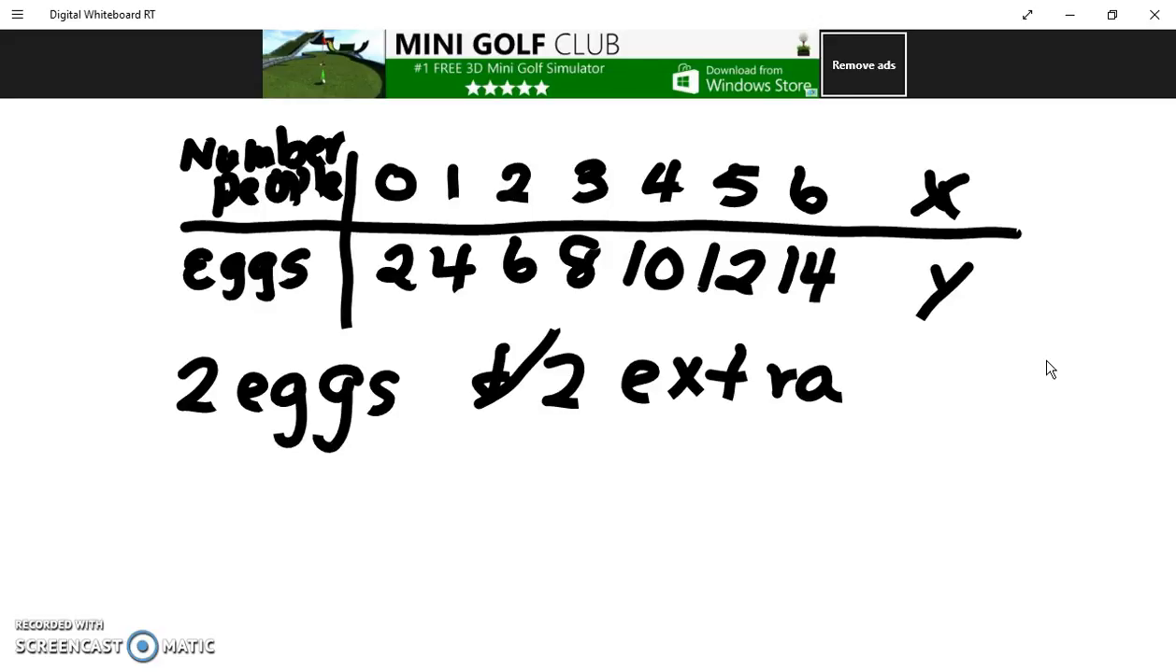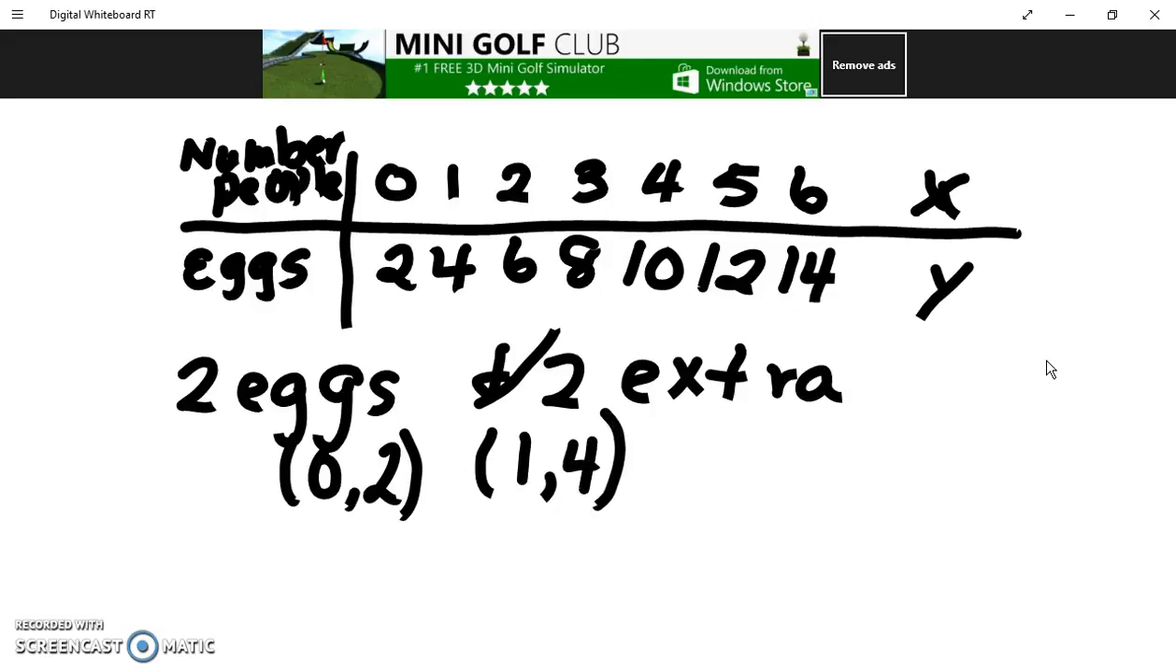So our first coordinate is going to be 0, 2. That's our x and our y. Our next coordinate is going to be 1, 4. Okay, now we've got 2, 6. So what we're going to need to do next is we're going to need to plot those points.